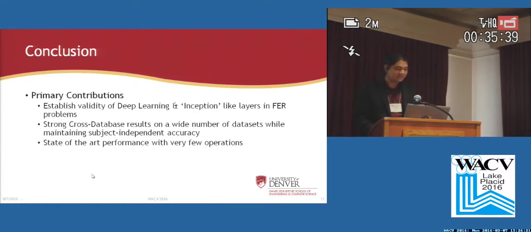So in conclusion, we established the validity of deep learning and the inception-like layer in the facial expression recognition problem. We also generated strong cross-database results on a wide number of data sets, while maintaining subject-independent accuracy. And we have state-of-the-art performance with very few operations. As you can see, this was runnable on a very low-power device, which makes facial expression recognition accessible.